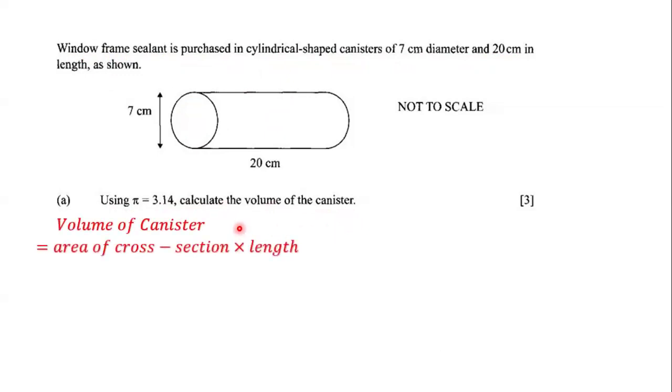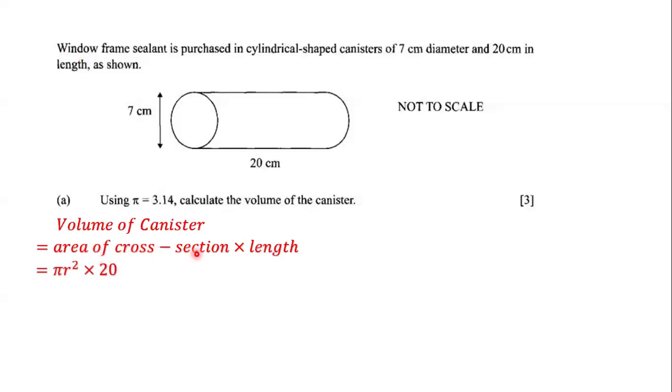Well, notice that this is a cylindrical shaped canister. The first thing we have to do is figure out the area of the cross section, and then multiply it by the length. Now, when we say cross section, what do we mean? Well, the cross section of the cylinder is a circle. That means we have to figure out the area of the circle, and then multiply it by the length. So what is the area of the cross section?